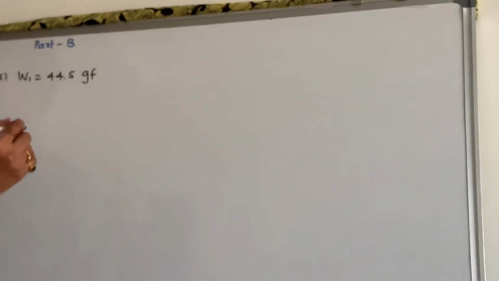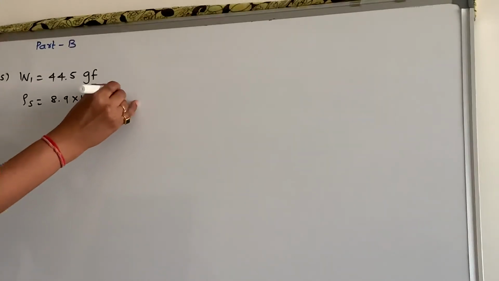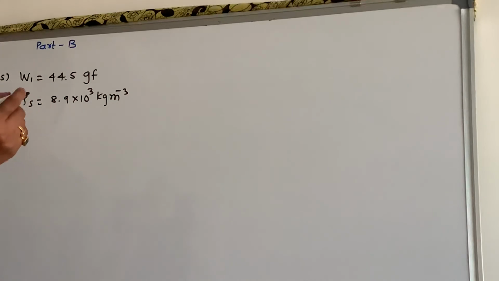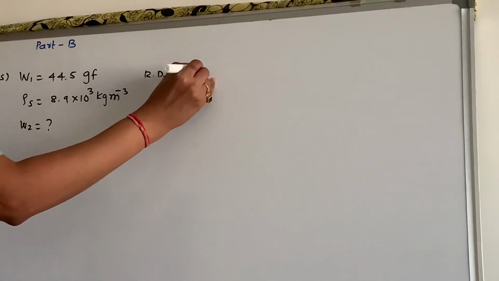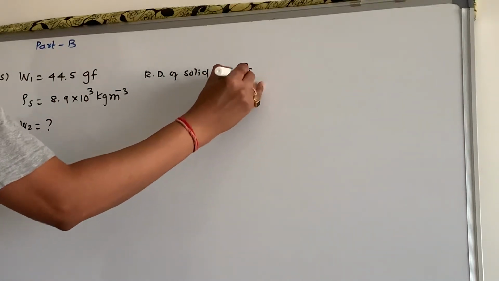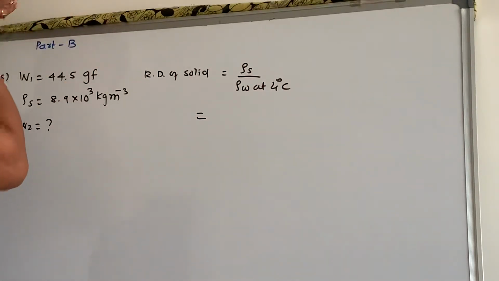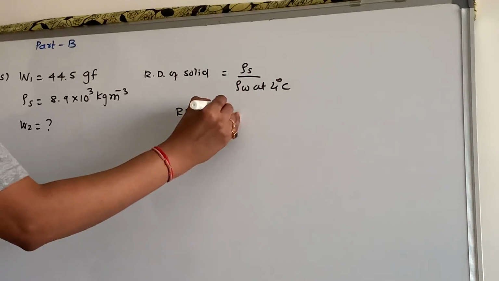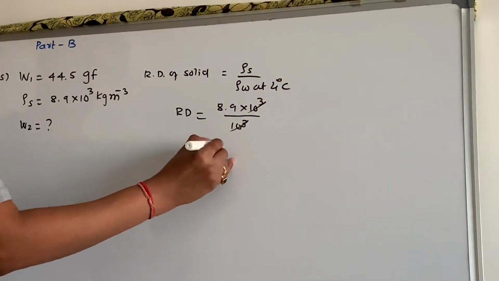This is weight in air. The density of solid is given, which is 8.9 10 raised to 3 kilogram per meter cube. Right? This is the density of iron. And find the weight of iron in water. Right? So first of all, what we will do, I will write RD of solid, which is equal to density of solid upon density of water at 4 degrees Celsius, which is equal to 8.9 10 raised to 3 upon 10 raised to 3. This value gets cancelled, 8.9.